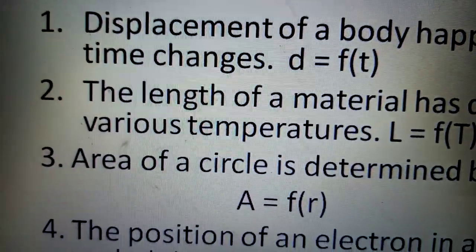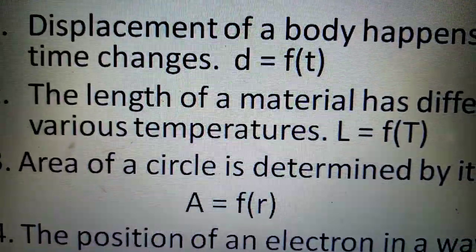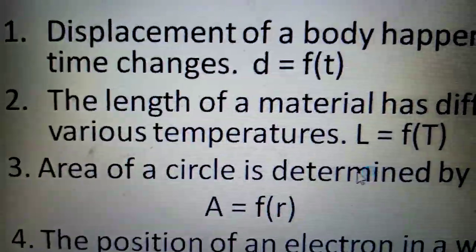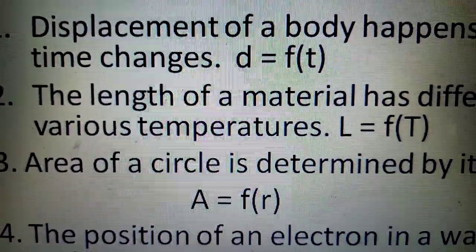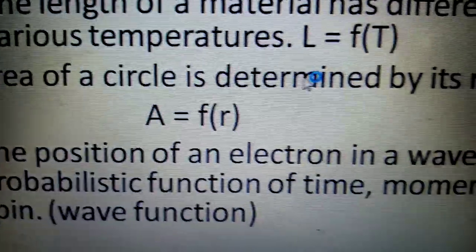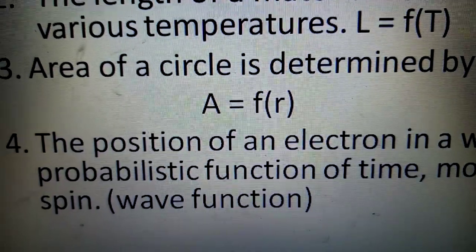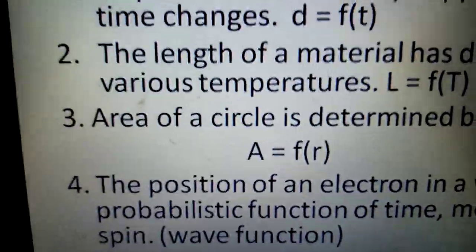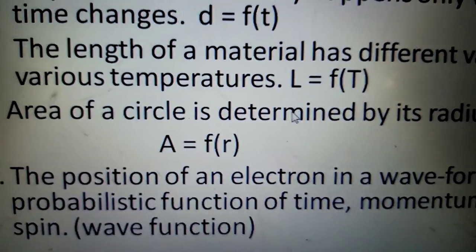The third example here is the area of a circle, which is determined by its radius. That means if the radius of a circle is small, the area will be small. If the radius of a circle is large, the area will be large. Another example here is the position of an electron in a waveform, which is a probabilistic function of time, momentum, and spin. This is a wave function. This is a complex function. Just to tell you that we can have a simple function, or we can also have a complex function.